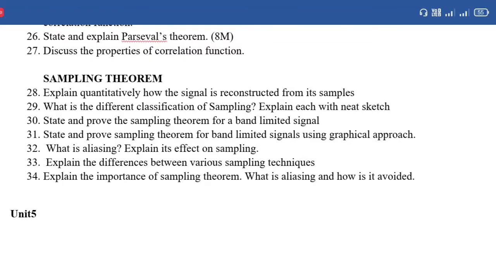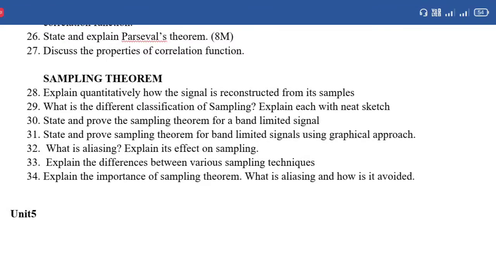State and prove the sampling theorem for band limited signals. State and prove the sampling theorem for band limited signals using the graphical approach. What is aliasing? Explain its effects on sampling.